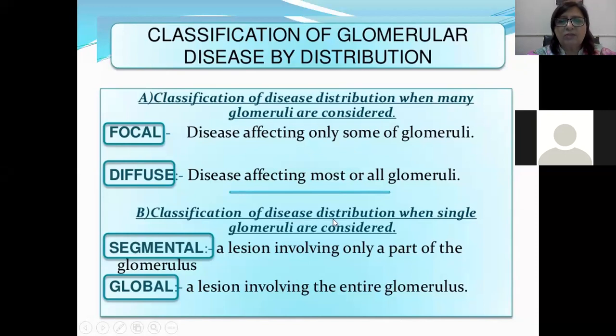Then the classification of disease distribution when a single glomerulus is considered: segmental means only one segment of a glomerulus is affected, only one or two capillary loops. Global means all of the capillary loops of that glomerulus are affected. So focal means only a few of the glomeruli, diffuse means many of the glomeruli are affected, segmental means only one segment of a glomerulus is affected, and global means all of the glomerulus is affected by that disease.